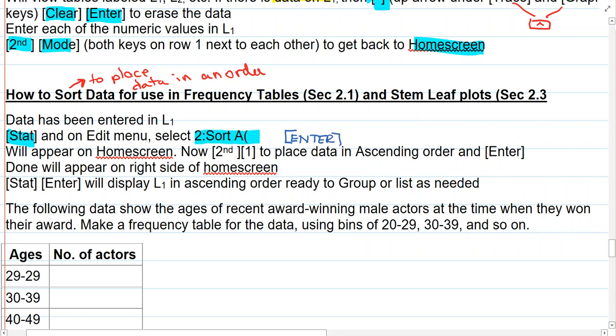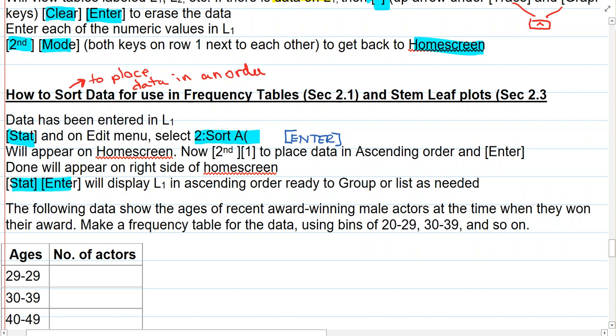That's a command, is to enter. It will appear on the home screen in ascending order, enter. This command will put it on the home screen. Then you do stat enter, display line 1 in ascending order.